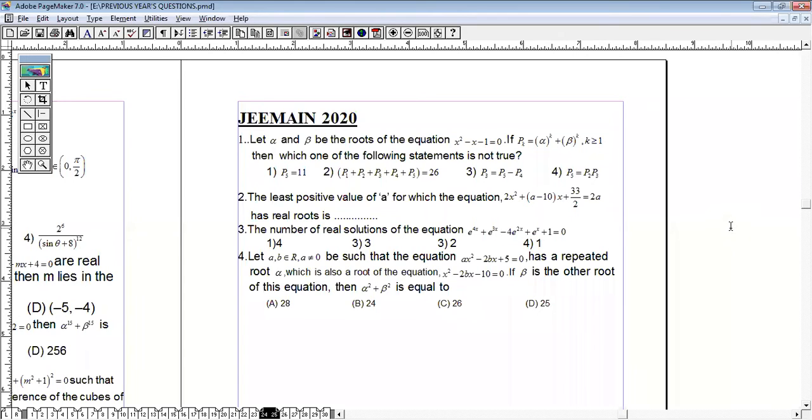Alpha, beta are the roots of the equation x square minus x minus 1 is equal to 0. Then Pk is nothing but alpha power k plus beta power k. Then the first option is P5 is 11. The second option is the sum of P up to P5 is 26. The third option is P3 is equal to P5 minus P4, and P5 equal to P2 into P3.